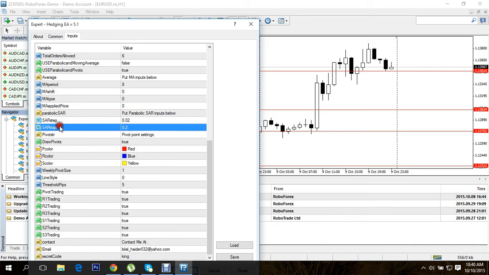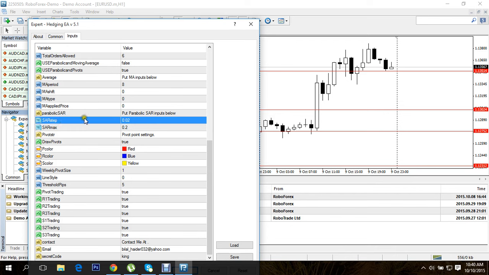For this indicator, these values are default values, but you can change these values according to your needs. I mean, if you have used this indicator and you know better values which work better for you, then obviously you can change these values to your own desired values.